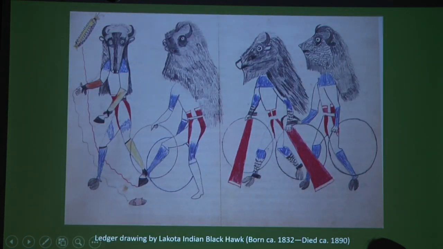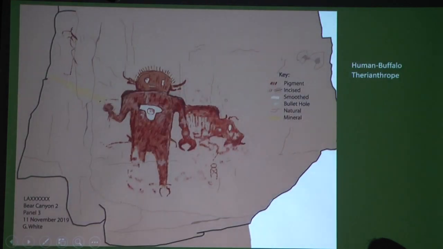This is a famous ledger art piece of work by Blackhawk, who died about 1890. And we can see in this, the guy is transforming from a human into a buffalo. He's got buffalo feet and a human foot and a buffalo foot. And here are those insects associated with it. So, pretty interesting, isn't it? Isn't that kind of fascinating?